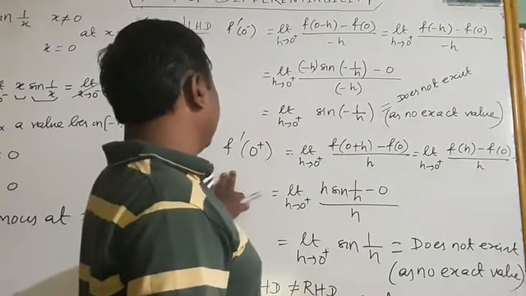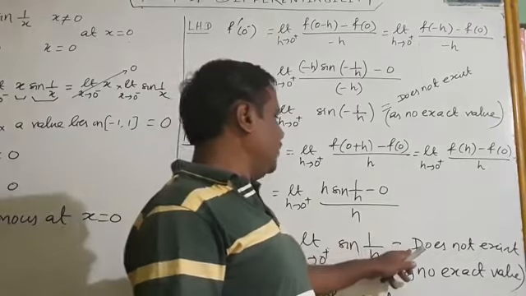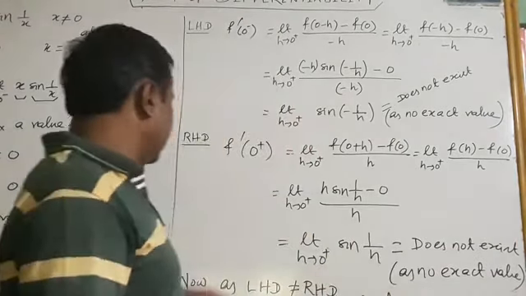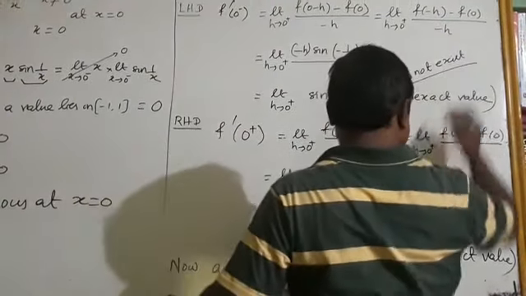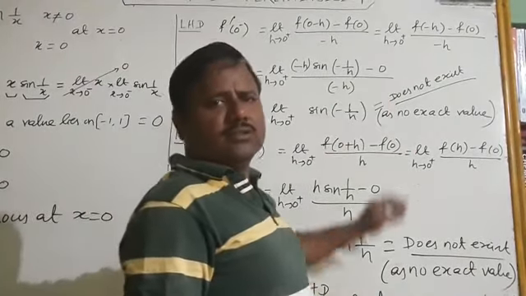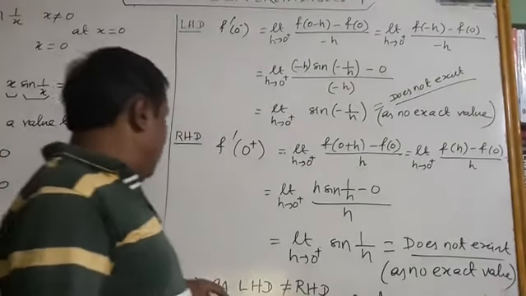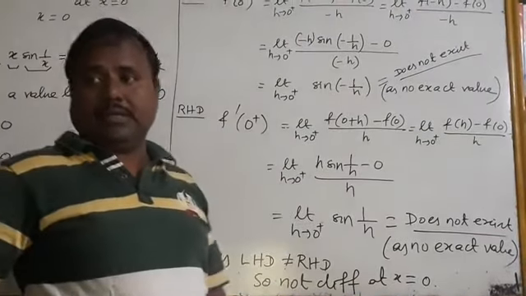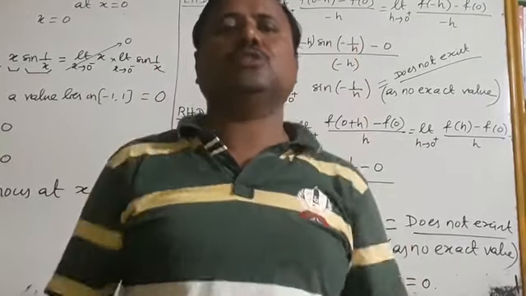Similarly, we can do this problem in that manner, and we should write that the value does not exist, as there is no exact value. Now you can say, sir, here it does not exist and here it does not exist, so they are equal, so the left hand derivative is equal to the right hand derivative. Why are you writing that left hand derivative is not equal to right hand derivative? I am telling you a small two to four line story.